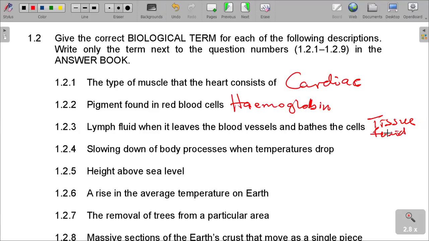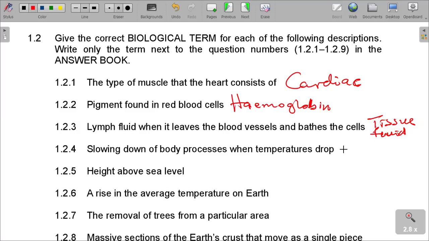It is called tissue fluid. Number 3 (4), the slowing down of both processes when temperature drops.